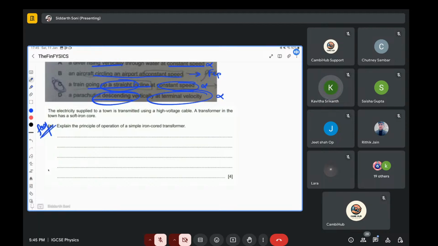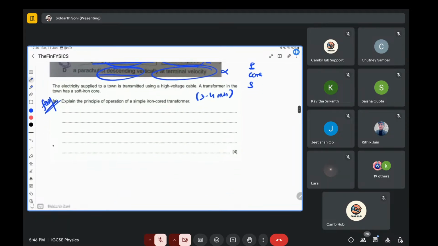Because if you have a question on transformers, this will come for 3 to 4 marks. What you're supposed to write is how exactly a transformer works. A transformer has three major parts: the primary coil, the core, and the secondary coil. Input, wherever you give, is your primary coil. So what you will write, you may take a screenshot at the end, is that an alternating current in the primary coil produces an alternating magnetic field in it.